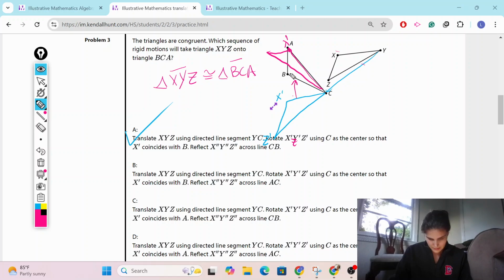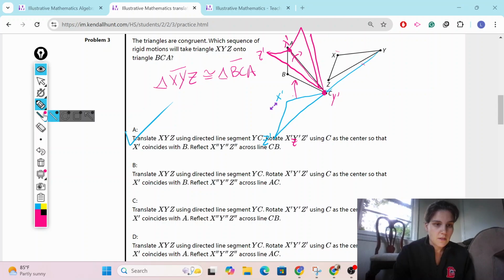Because we rotated this guy all the way up. That's going to be our Z prime. Our Y is going to stay right there because our Y stays at the top of C because that's the center of rotation. And then we're reflecting across line AC, so he's going to go up over there like that, and that does not get our reflection. So our correct answer is answer A.